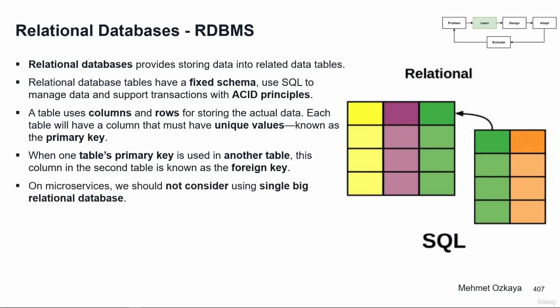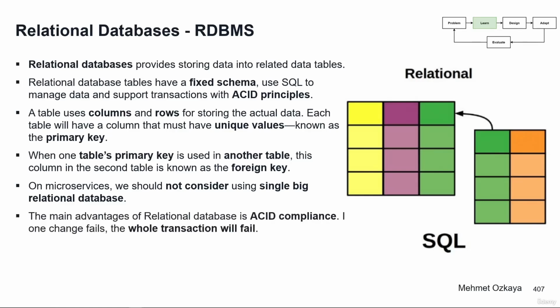When we are working on microservices, we shouldn't consider using a single big relational database. Instead, we should understand the benefits of relational databases and decide to use them for some of the microservices as per their requirements. One of the main advantages of using a relational database is ACID compliance. Atomicity, consistency, isolation and durability is a standard that guarantees the reliability of database transactions. So the general principle is, if one change fails, the whole transaction will fail and the database will remain in the state it was in before the transaction.